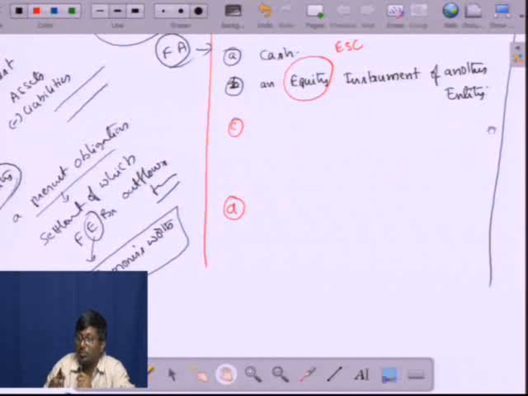First word is what, my dear? What is a financial asset? First one is what? Cash. Next one is what? An equity instrument of another entity.